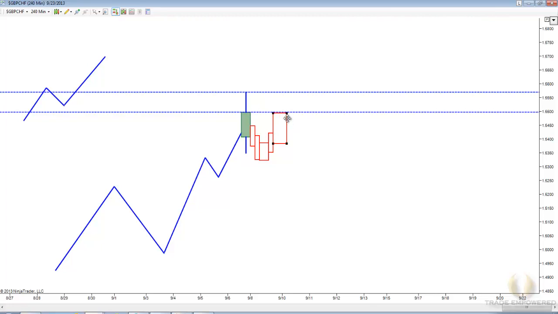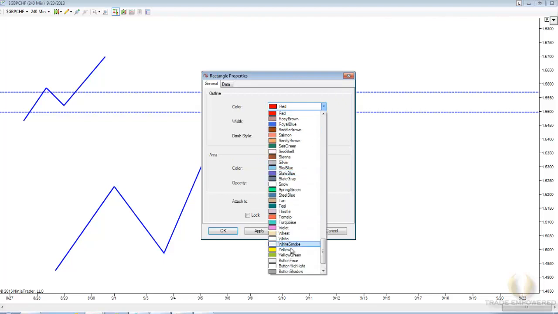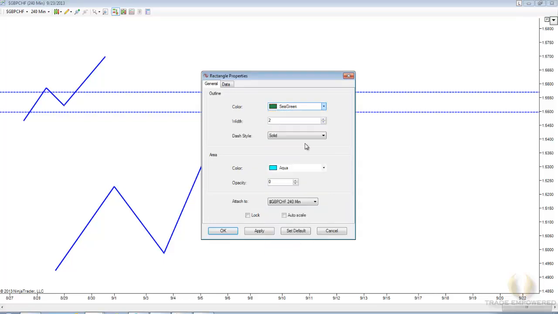So if we're going to consider this, and I'll make this something that stands out to you guys, make it another green one.